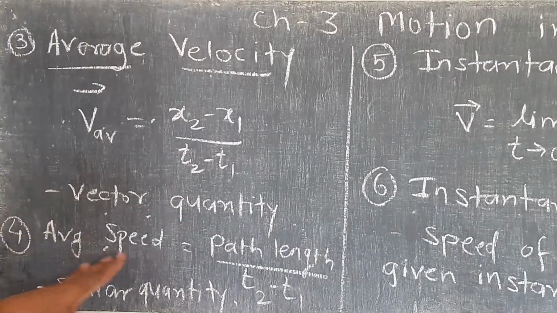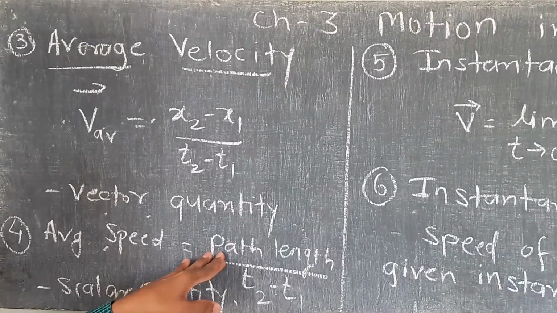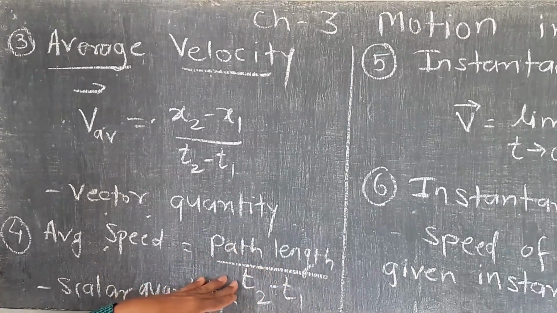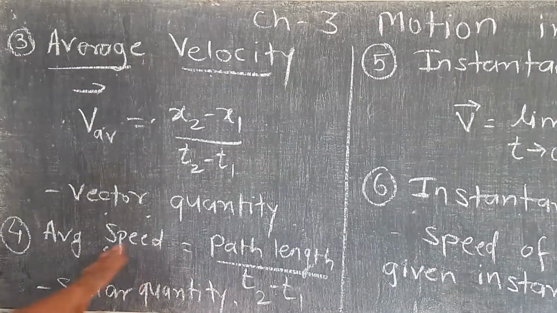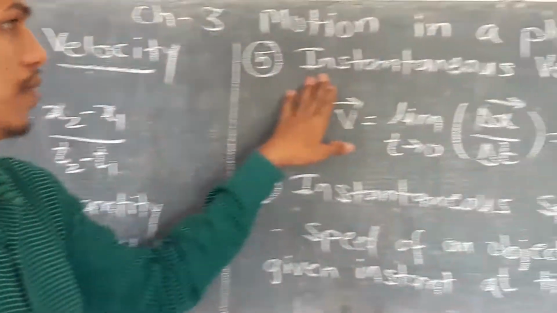Next term is average speed, which is equal to total distance covered by the object, that is path length, divided by the time interval for which we have to calculate average speed. It is a scalar quantity. Next term is instantaneous velocity.